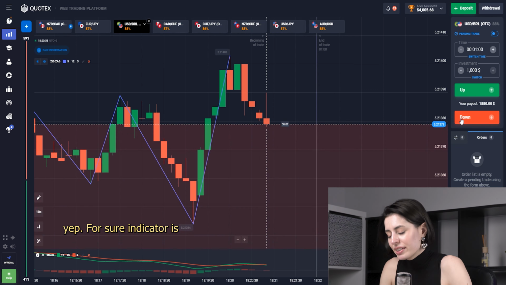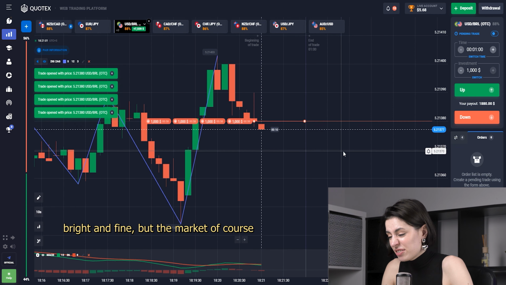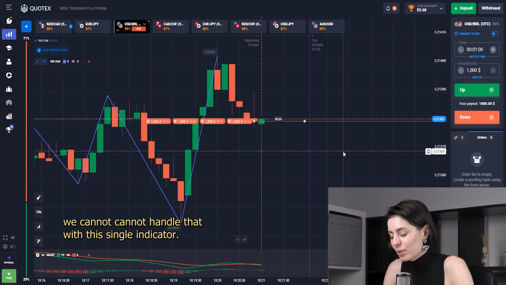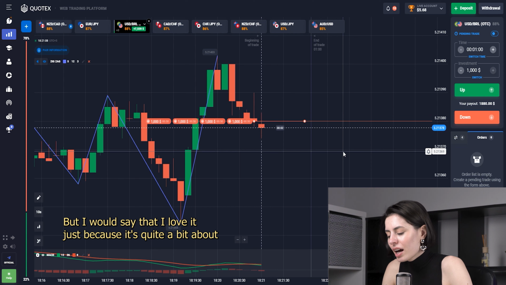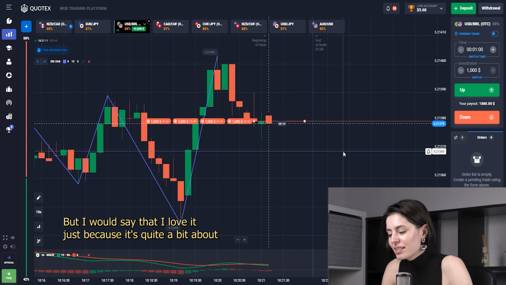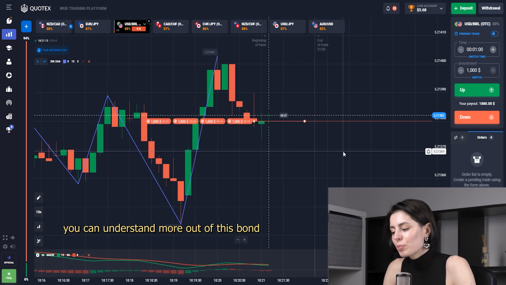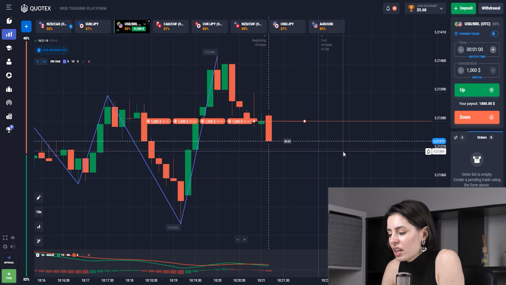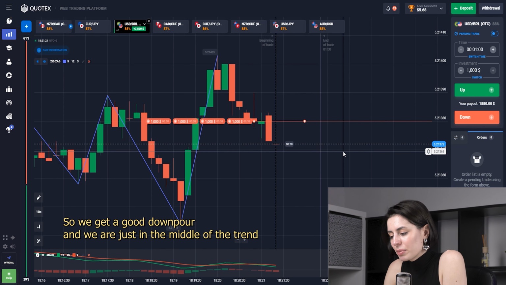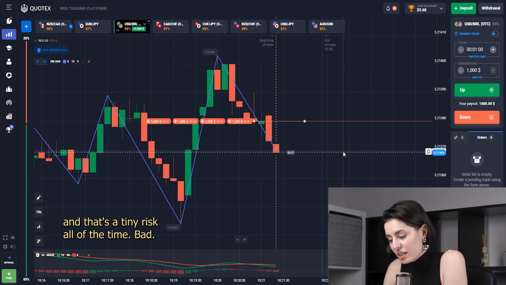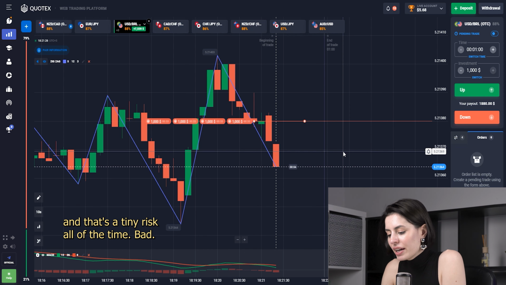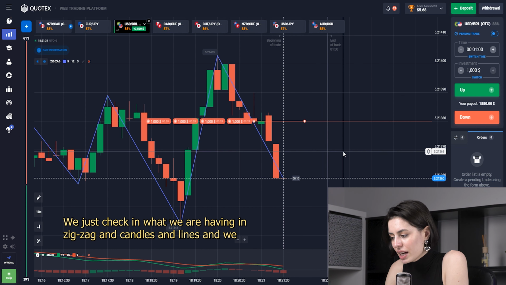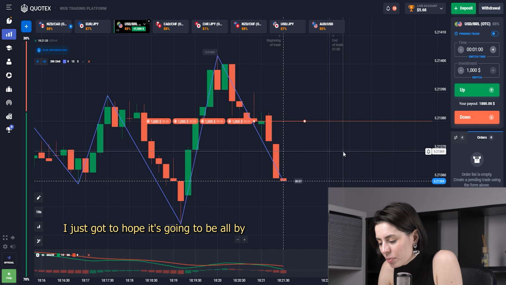Yeah, for sure, the indicator is right and fine, but the market, of course, we cannot handle with a single indicator. But I must say that I love it just because it's quite readable. You can understand more out of this one indicator than sometimes out of 3 indicators. So we've got to go downward. We are just in the middle of the trend, and that's a tiny risk all of the time. But we are just checking what we have in the zigzag and candles and lines, and I just have to hope it's all going to be fine.